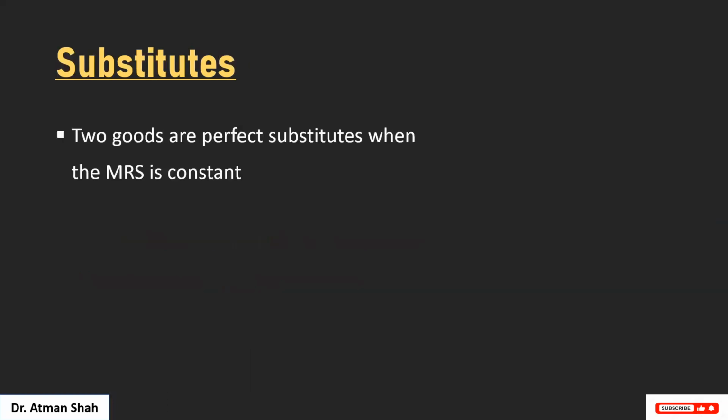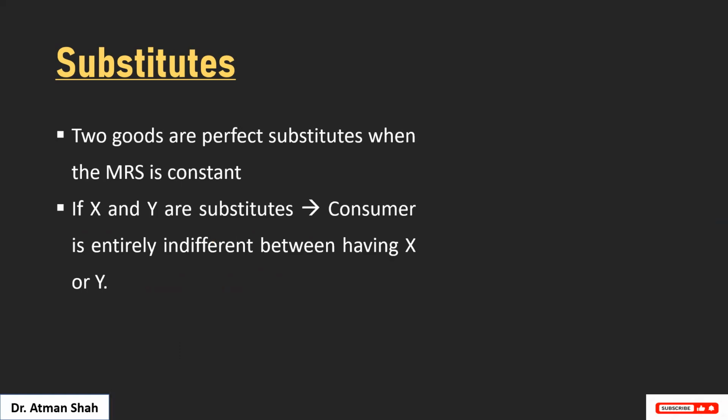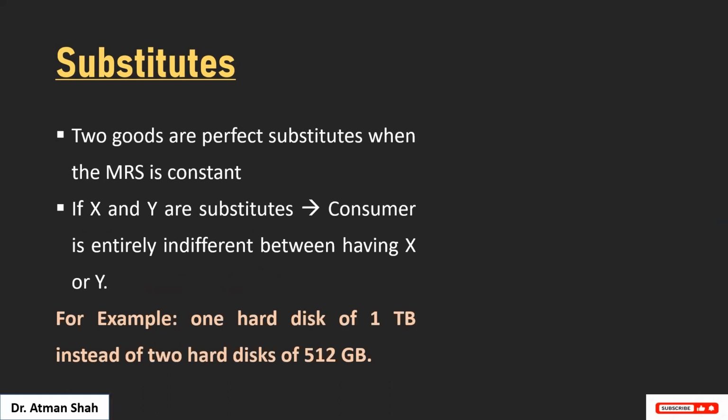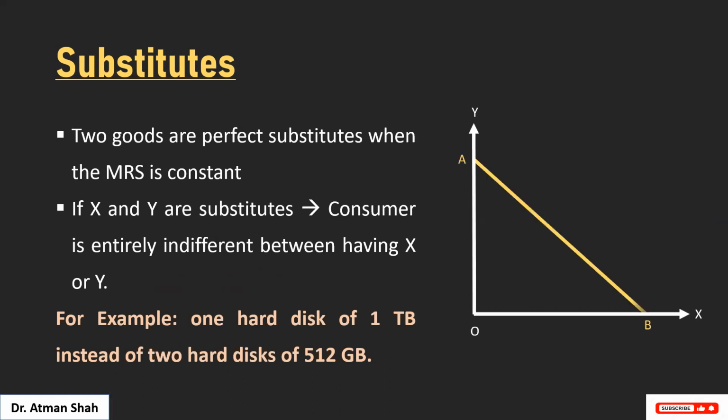Now let's understand the indifference curve for substitutes. Two goods are perfect substitutes when the marginal rate of substitution is constant. So if X and Y are substitutes, consumer is entirely indifferent between having X or Y. For example, one hard disk of 1 TB instead of two hard disks of 512 GB. In this case, the indifference curve is a straight line. You can see in the diagram.